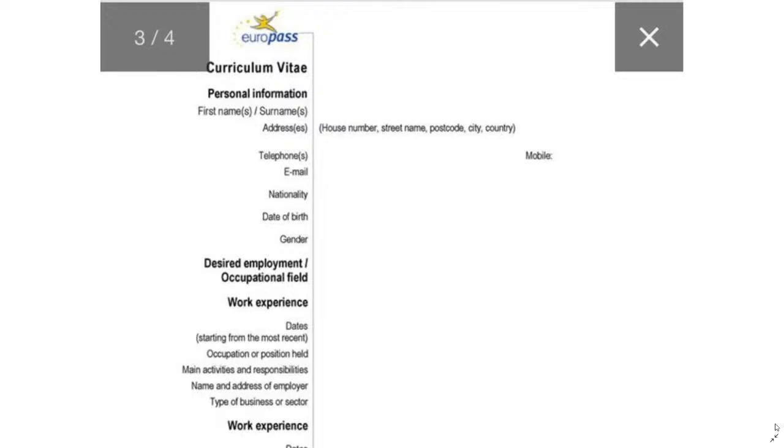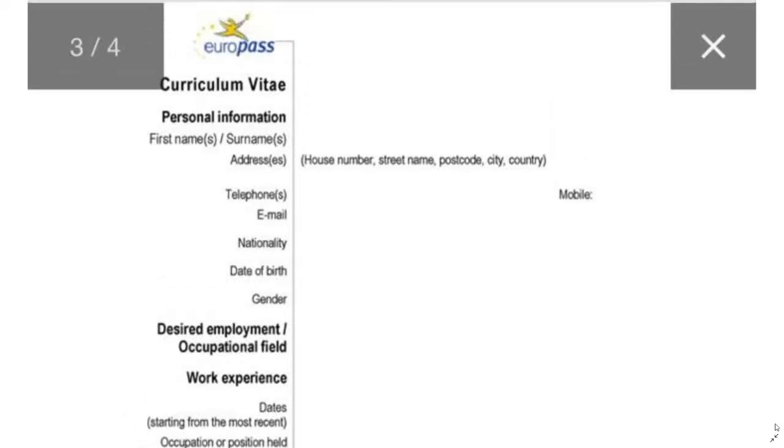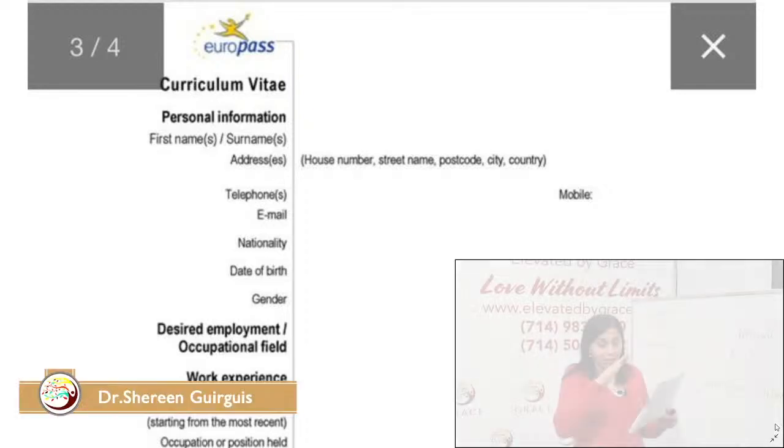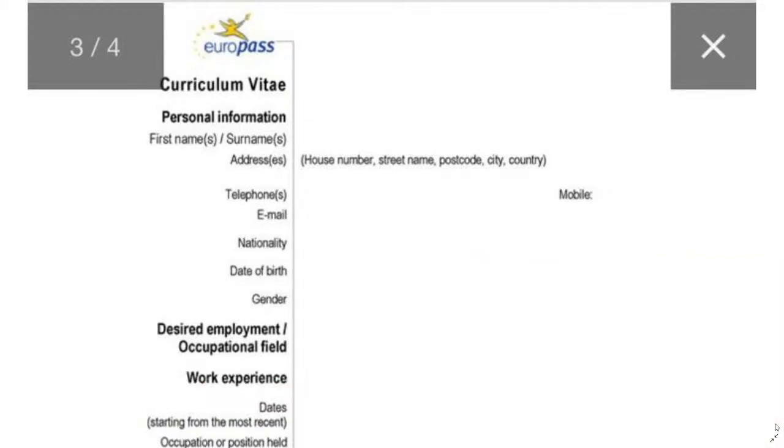The first page is curriculum vitae. Number one, the very top of your resume or curriculum vitae is to put your own contact information. And we have two sections. We have one blank section and we have one section with all the details. In the blank section, you have to put your own address and your own phone number on the very right corner or on the very right hand part of the page.